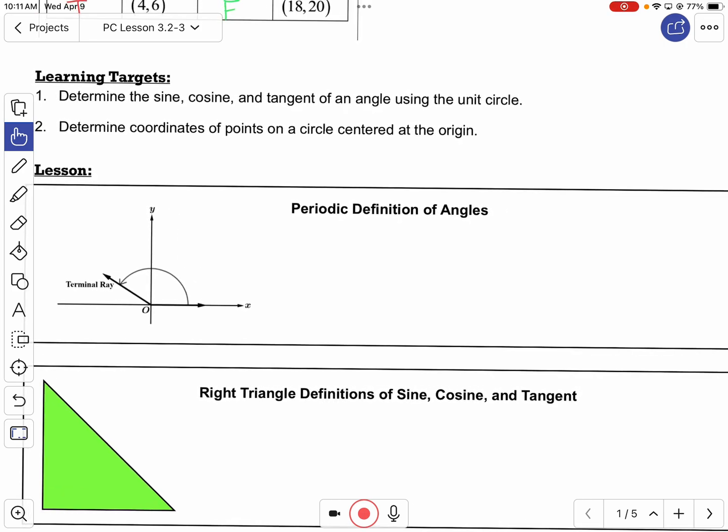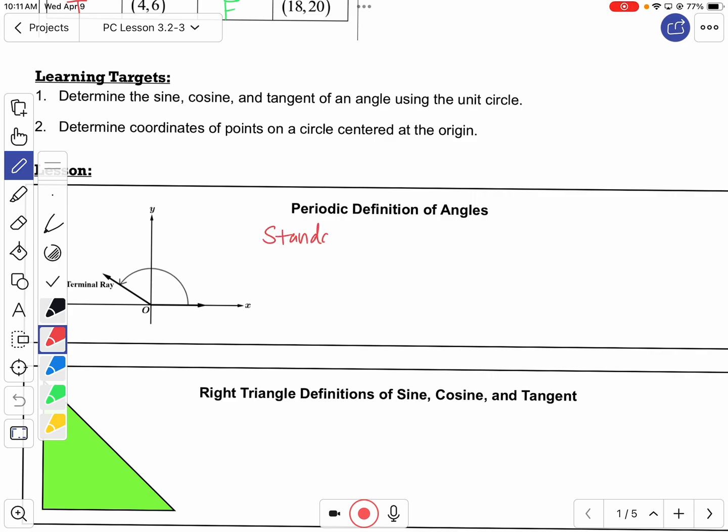Okay, so let's start with what we call the periodic definition of angles in a circle. We talk about something called standard position. So these are just terms you're going to see within some of the question stems, and I don't want it to freak you out.